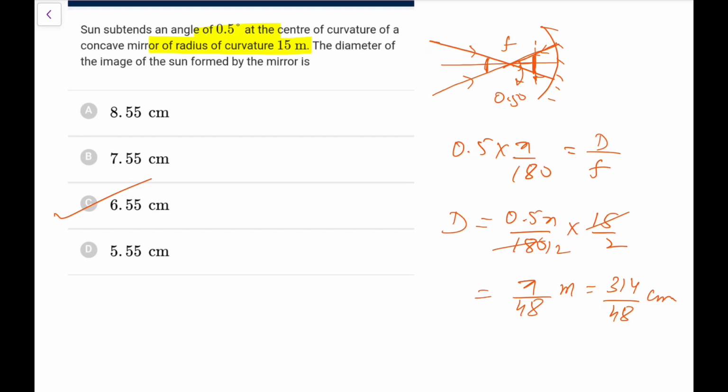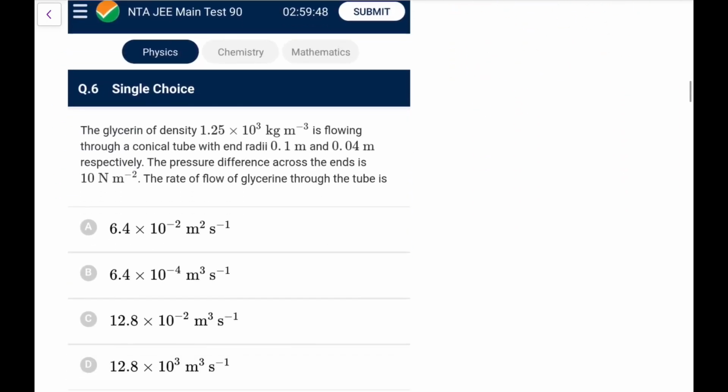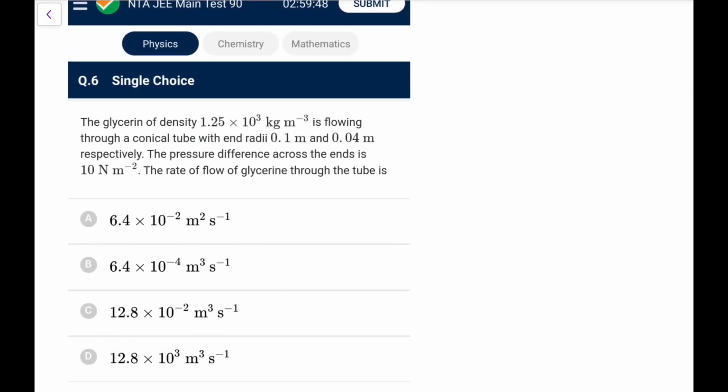Next, the glycerine of density 1.25 into 10 to the power 3 kg per meter cube is flowing through a conical tube with end radii 0.01 and 0.04 meter respectively. The pressure difference across the ends is given. The rate of flow of glycerine through the tube is to be found. Okay, so you are given pressure difference and the end radii. The rate of flow you need to find out.